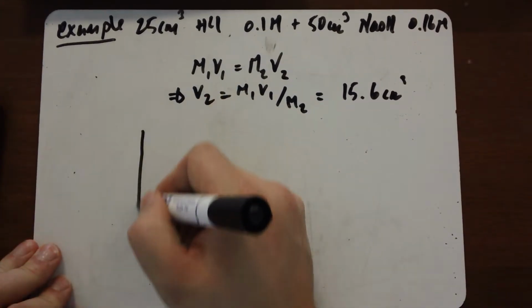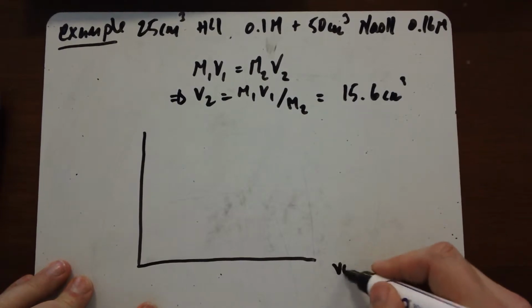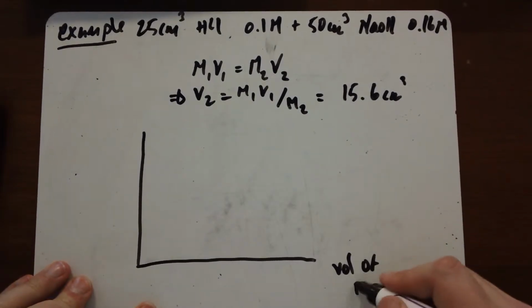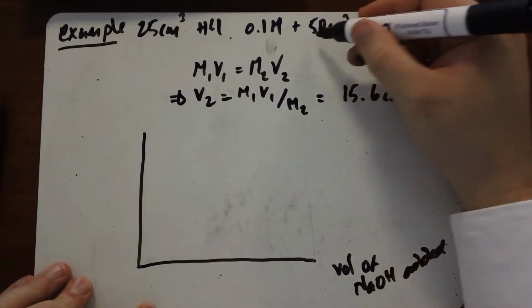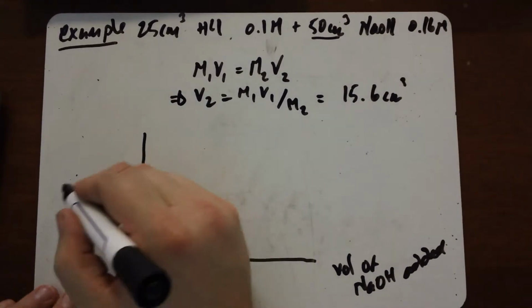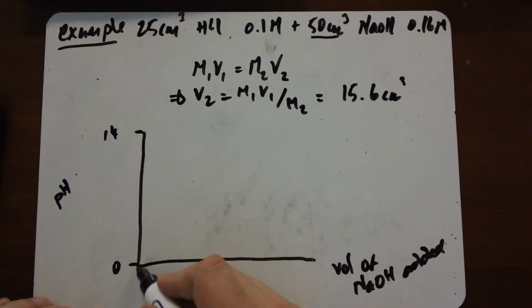So now what we can do is plot our axes. This is going to be the volume of NaOH added. We know this is the one that's added because it's the greater volume. We're also going to monitor the pH. It's going to potentially go from a range of 0 to 15.